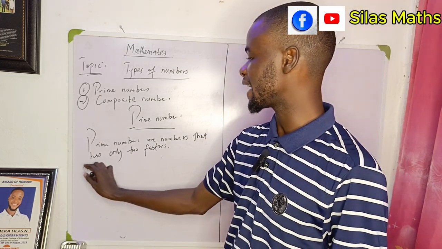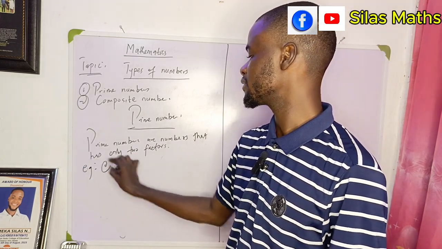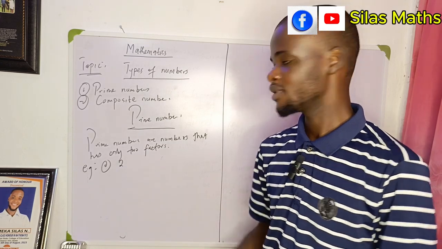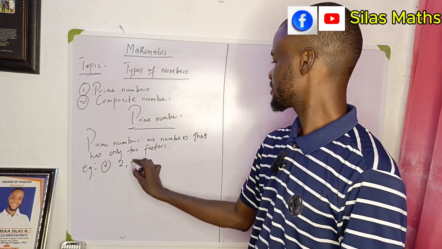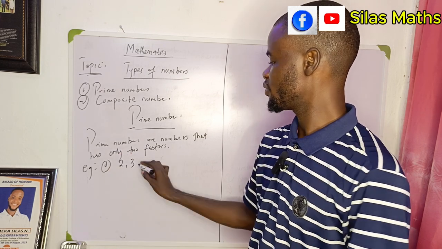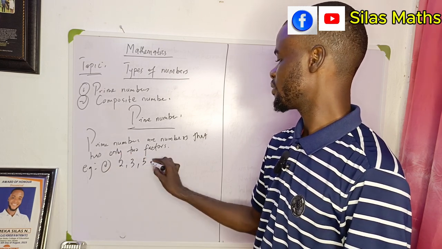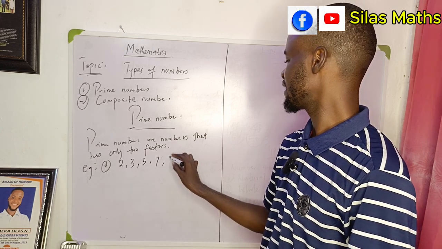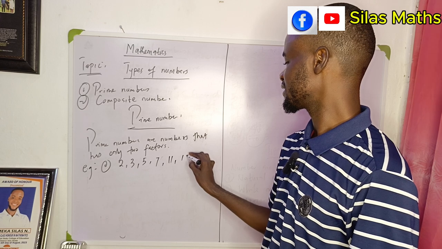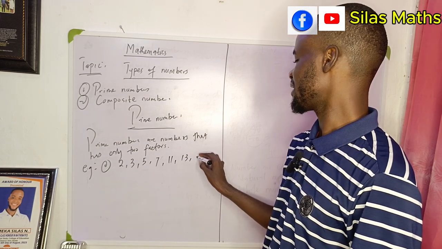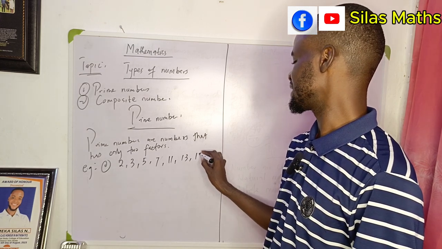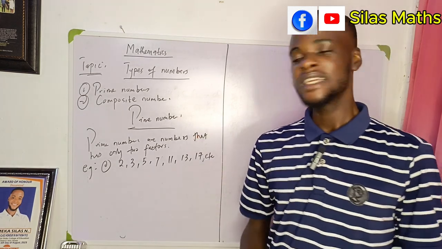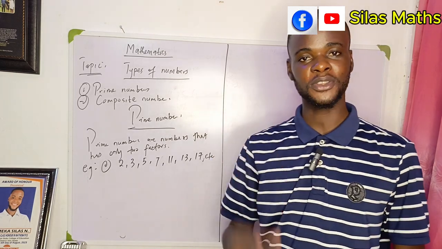Example of such numbers are, we have 1, we have 2, we have 3, we have 5, we have 7, we have 11, we have 13, we have 17, and so on and so forth. So there are so many of them. Now this set of numbers have only two factors.